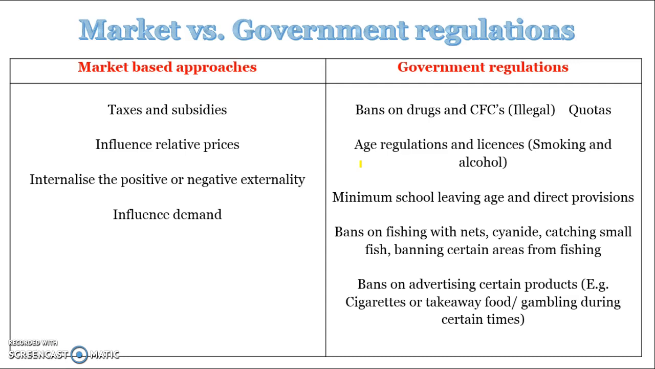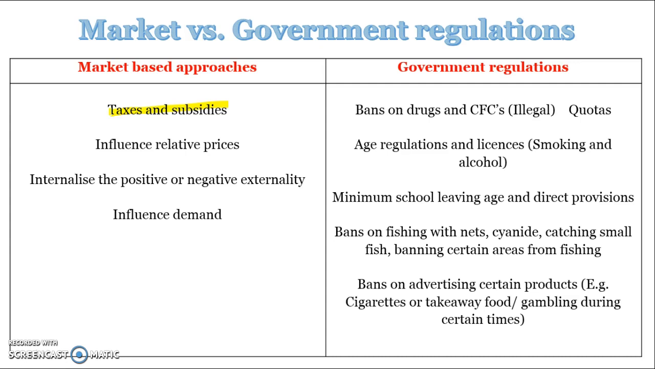So whenever you hear the word market-based approaches, we're looking at basically factors that are going to shift the demand or supply curve. So generally looking at taxes and subsidies, their aim is to influence relative prices and internalise either the positive or negative externality and influence demand that way. Government regulations are generally referred to as bans on certain products or regulations that stop people from buying a certain product. So banning drugs is a government regulation.